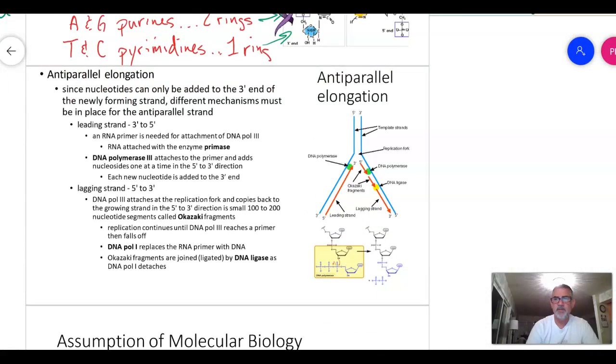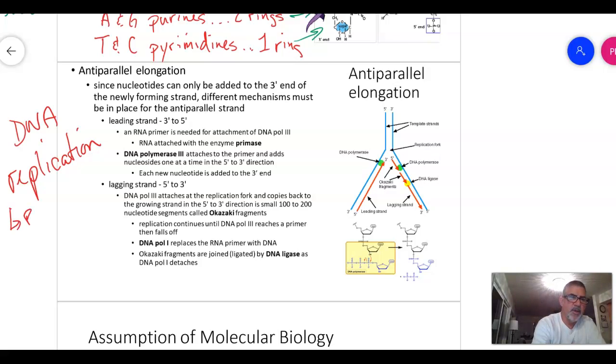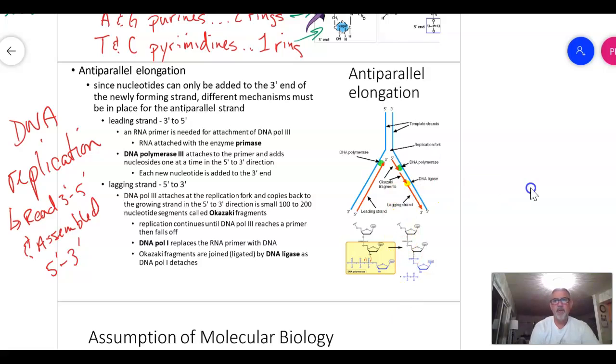All right, so DNA replication. Here's the simple rule: DNA is read 3' to 5' and assembled 5' to 3'. So DNA is read 3 to 5 and assembled 5 to 3.